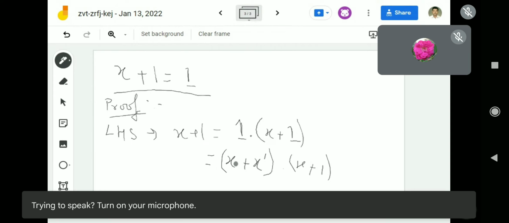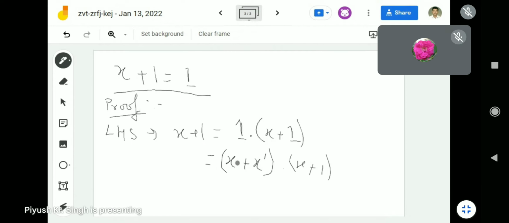Now again there is a law. There is x plus x bar and x plus 1, so it is a plus b into a plus c. How can it be extended? A plus b into a plus c is a plus bc. So x plus x bar into 1. Now 1 into any Boolean variable, since 1 is the identity element over multiplication, gives x bar only, so it will be x plus x bar.